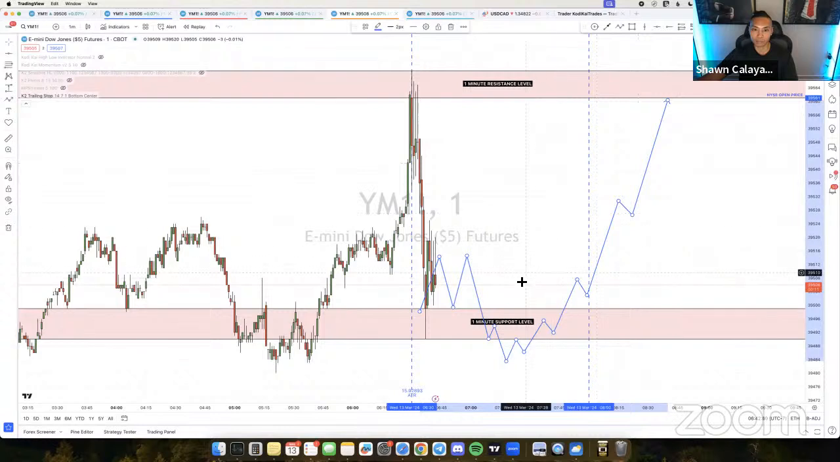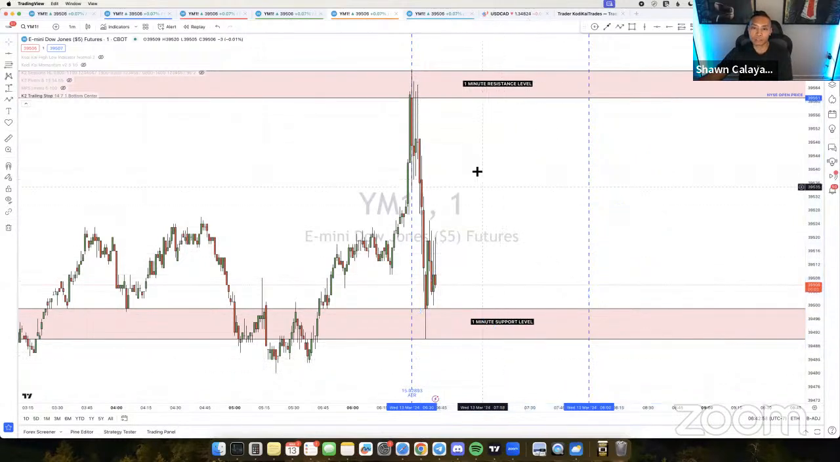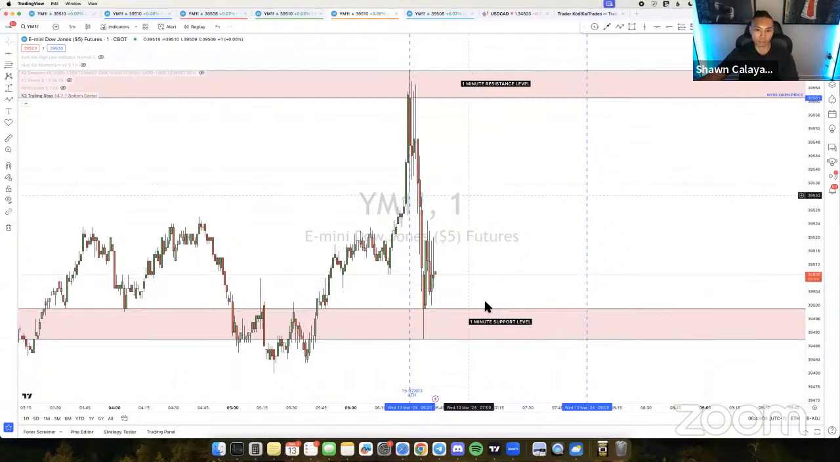And that's where I'm going to be looking for my buy. I want the sellers to get suckered in and lured into the sell. And then I want it to flip right back up, and then we can take that for a buy. That's pretty much what I'm looking for right there. So I want the fake out to happen down here.